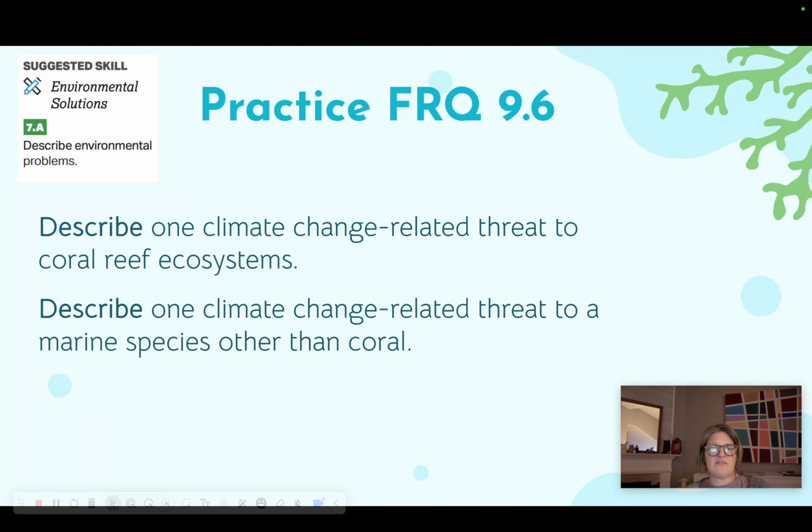So here's your practice FRQ for 9.6. Describe one climate change related threat to coral reef ecosystems and describe one climate change related threat to a marine species other than coral. Okay, that's it for 9.6.